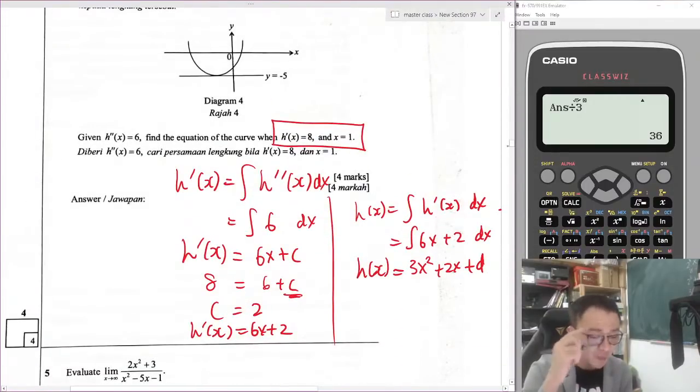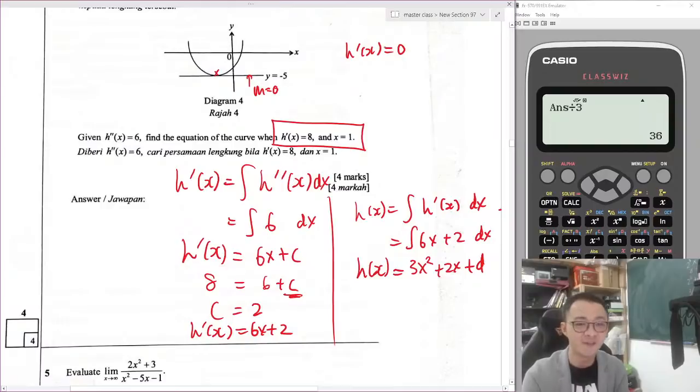Alright, so what we understand is that the tangent point is at the minimum here, and at the same time we know, even though you do not know this is a minimum, at least you know y equals -5. The gradient is basically 0. So gradient 0 means what? It means dy dx will get 0.